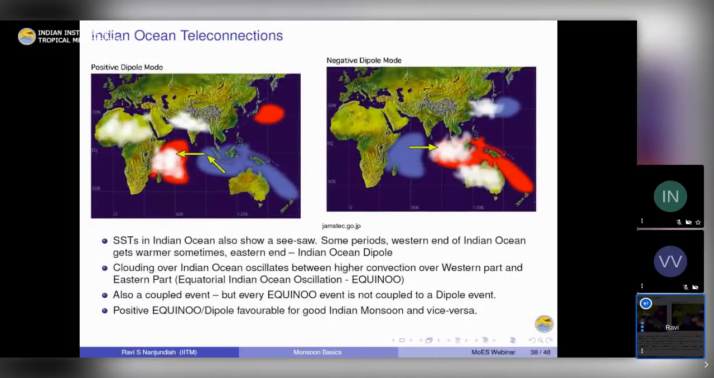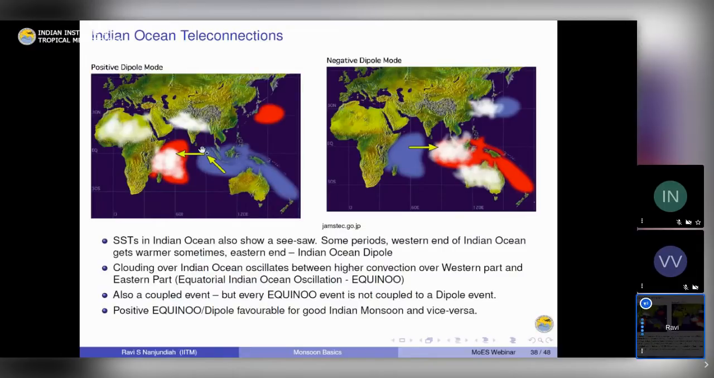There also appears to be a teleconnection between the Indian Ocean and the Indian summer monsoon. Recently, the dipole mode was discovered about 15 to 20 years back, and Indian researchers played a very big role in finding this out. The research was done in Japan, but quite a few Indian researchers were involved in it. And this is called the Indian Ocean Dipole. That is, sometimes we find that the ocean is warmer on the western side, and sometimes it is warmer on the eastern side.